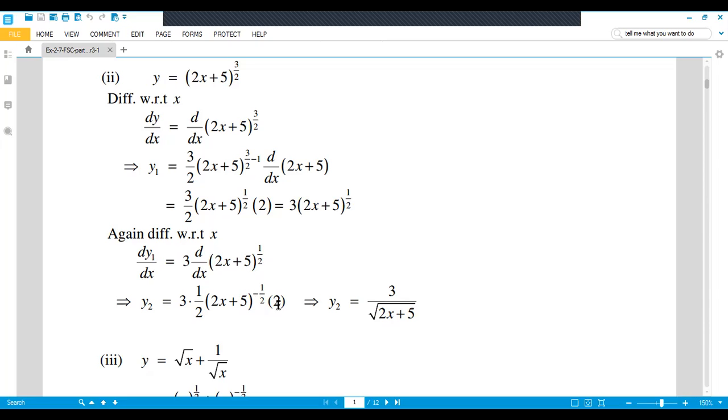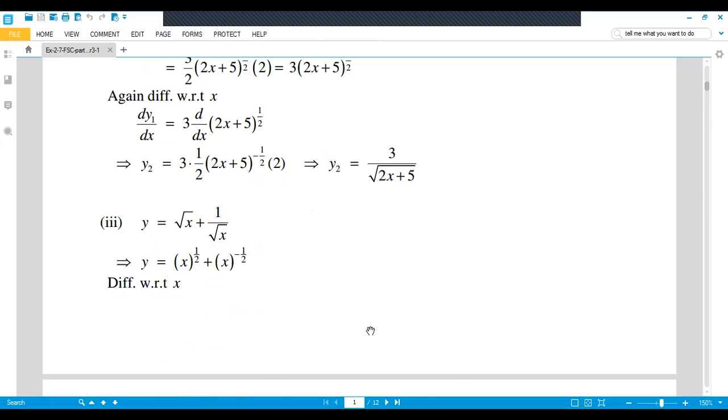So 2 will come. This 2 and this 2 cancel with each other, and 3 will come in the numerator, and minus 1 over 2, to make it positive, is shifted to the denominator. So positive 1 over 2, you know that is equal to under root. So you get 3 over under root 2x plus 5.